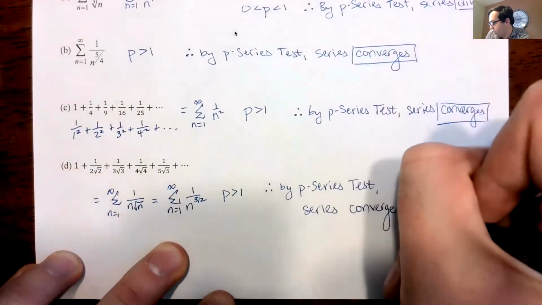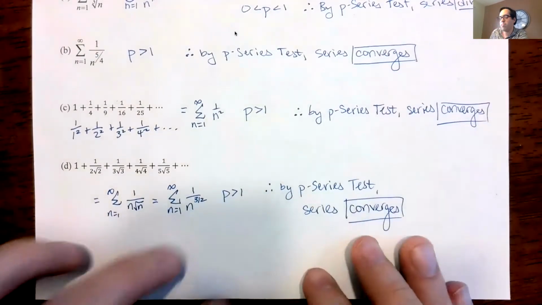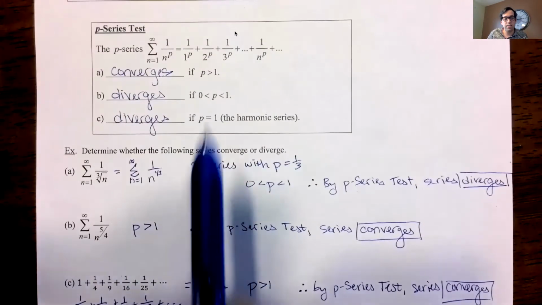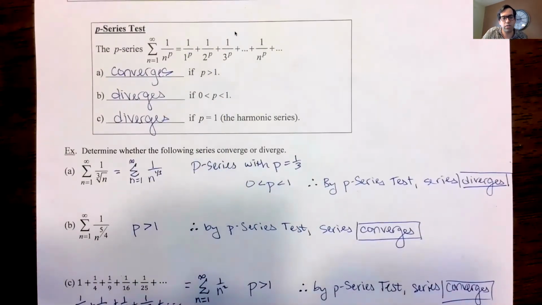All right, so hopefully that's pretty straightforward. You might have to manipulate whatever you're given so that it looks like the right format, and then you just take a look at the P and decide whether your final answer converges or diverges.